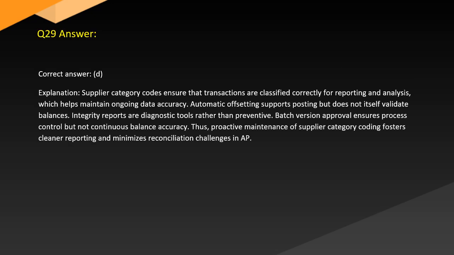Answer. Correct answer: D. Explanation. Supplier category codes ensure that transactions are classified correctly for reporting and analysis, which helps maintain ongoing data accuracy. Automatic offsetting supports posting but does not itself validate balances. Integrity reports are diagnostic tools rather than preventive. Batch version approval ensures process control but not continuous balance accuracy. Thus, proactive maintenance of supplier category coding fosters cleaner reporting and minimizes reconciliation challenges in AP.